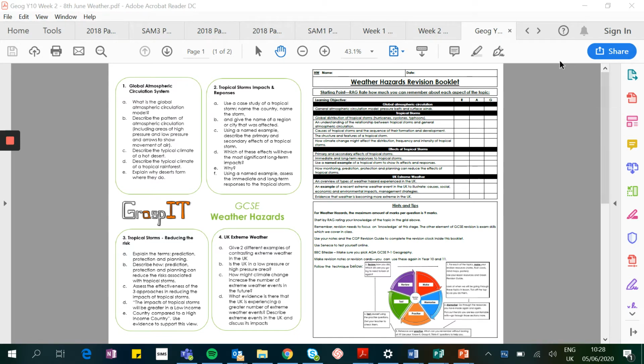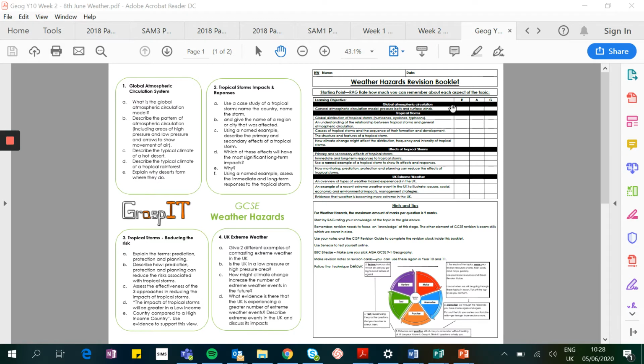First thing you'll notice on your sheet is to be folded into a booklet if possible, if you've got a paper copy of it, but if not, it doesn't matter. But this is the first thing that we'll be looking at here. So what you've got is all the key features of the topic on here, and then you've got your red, amber and green boxes here.